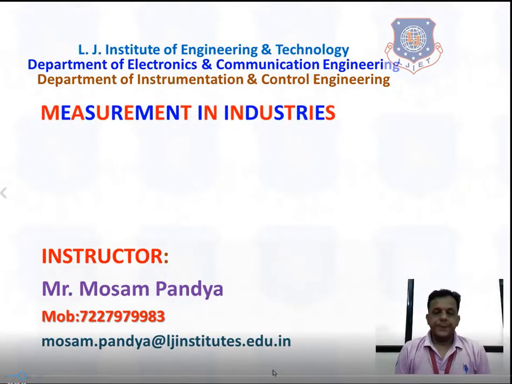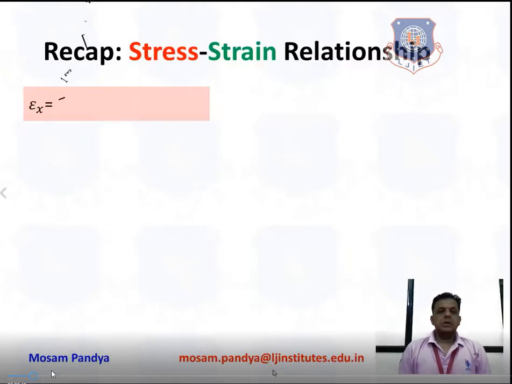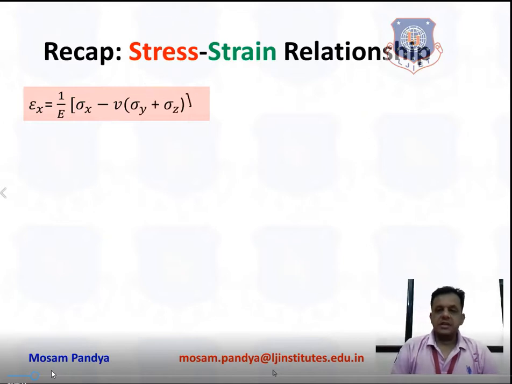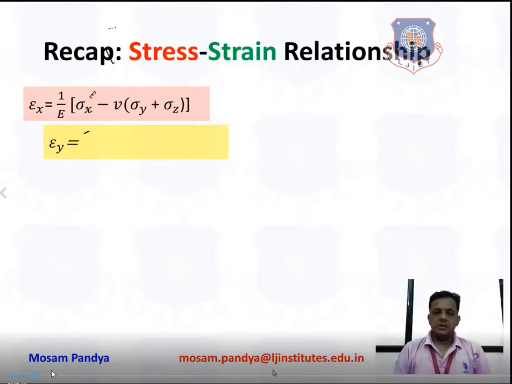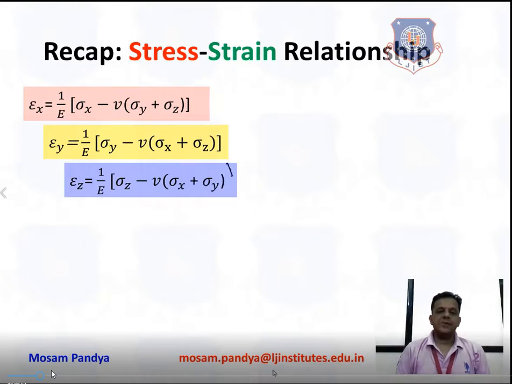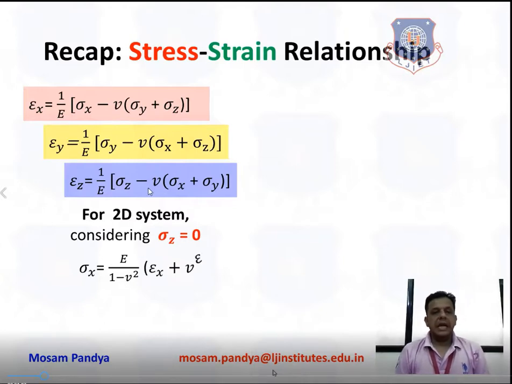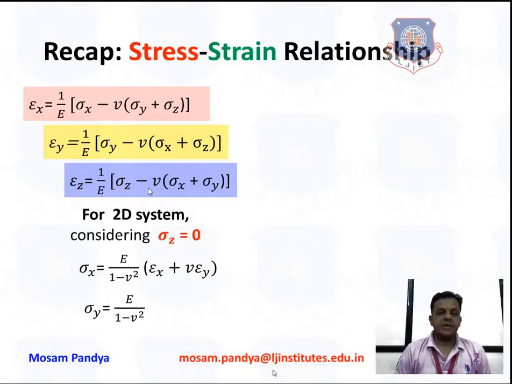Now we will have first of all a recap. Stress and strain relationship that we studied in the previous session, where epsilon x, epsilon y and epsilon z we derived with respect to mu, that is Poisson's ratio, and Young's modulus capital E. And for two-dimensional system we derived sigma x and sigma y as you see here on the screen.